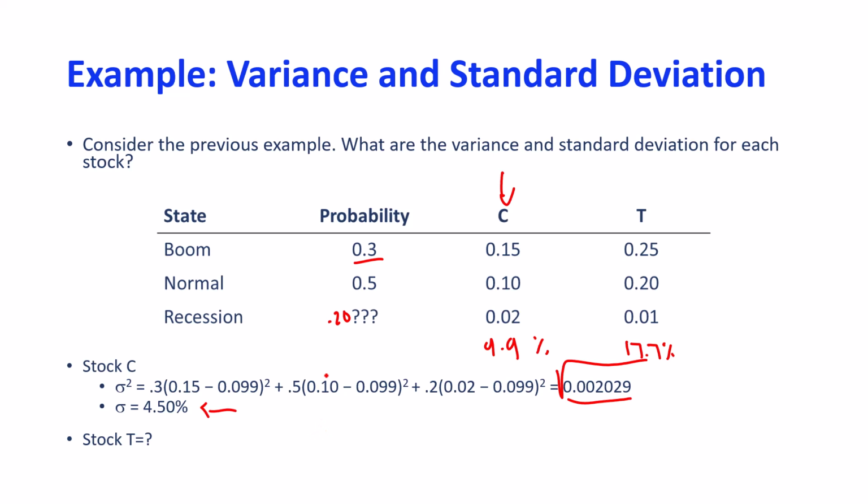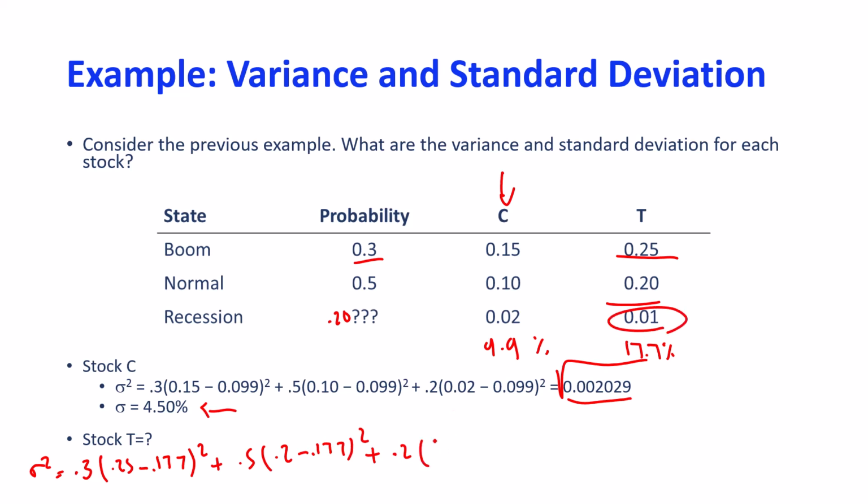And then let's just do one for T. For T, the expected return is 17.7%. So we do variance is 30% chance of a boom economy times parentheses 0.25 minus the expected return 17.7 squared, plus 50% chance of a normal economy, 20% return in a normal economy minus 17.7 squared, plus 20% times 1% minus 17.7% squared. So this should give us 0.007441. And if you take the square root of this, you should get 8.63%.